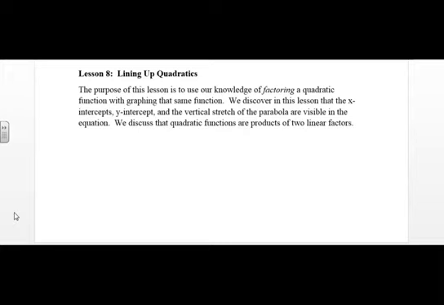We discover in this lesson that the x-intercepts, y-intercepts, and the vertical stretch of the parabola are visible in the equation. We discuss that quadratic functions are products of two linear factors.